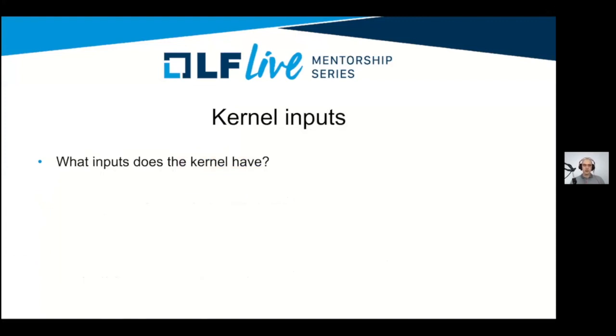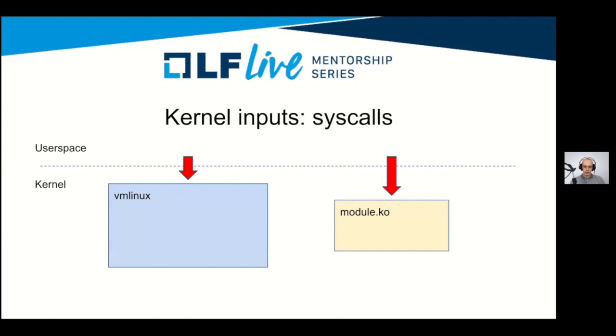So when it comes to the kernel, and actually when it comes to any kind of target, the very important thing that you need to understand is what kind of inputs does my target have? So what kind of inputs does the kernel have? Kernel is obviously a program and it processes something, right? So the first kind of input that the kernel has is syscalls. Whenever you have a user space application running, it executes syscalls and the kernel is supposed to be servicing those syscalls. So if you're fuzzing the kernel, we can target syscalls.